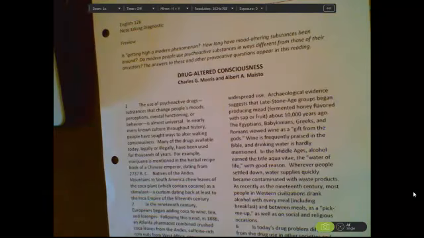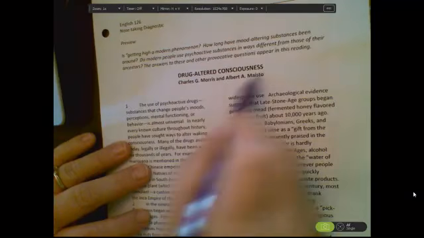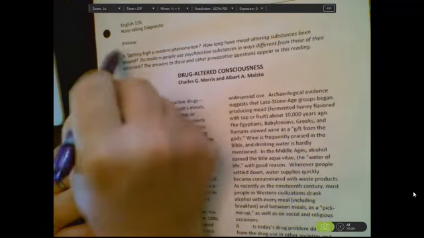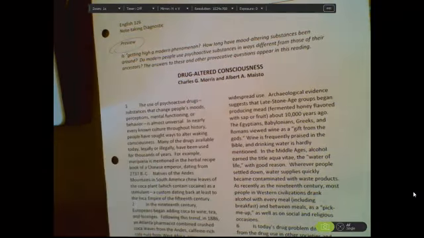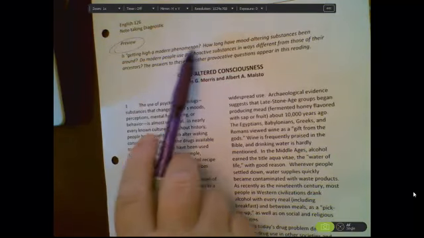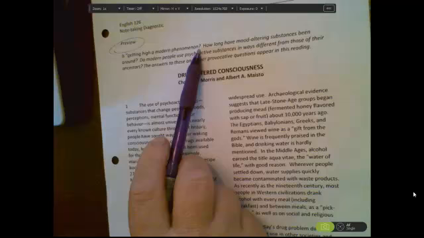Okay, so when you survey your reading, always read the title, but also if there is any preview information, be sure to read that, and the author will often tell you what's most important. And this question here is part of that clue.